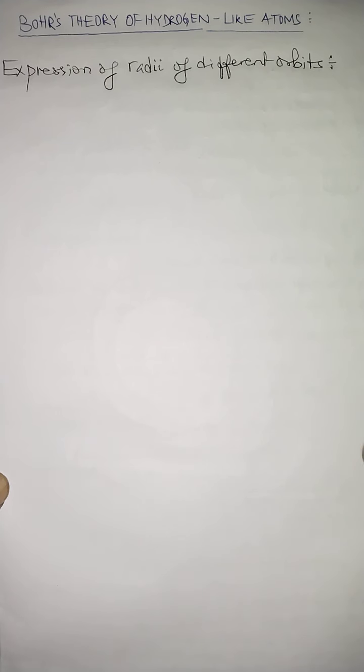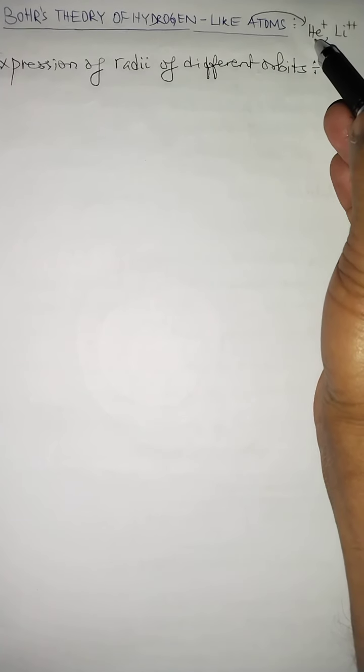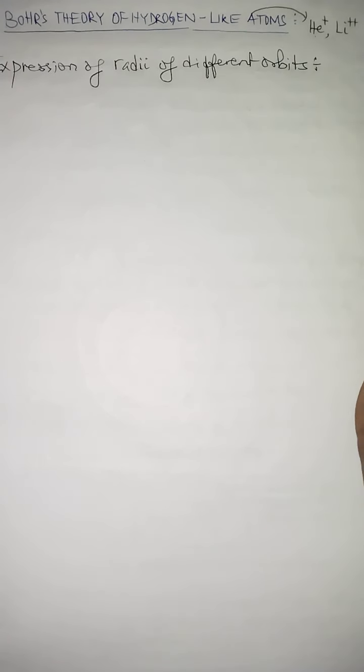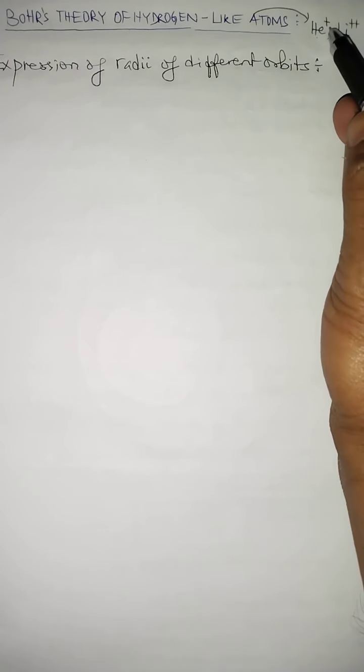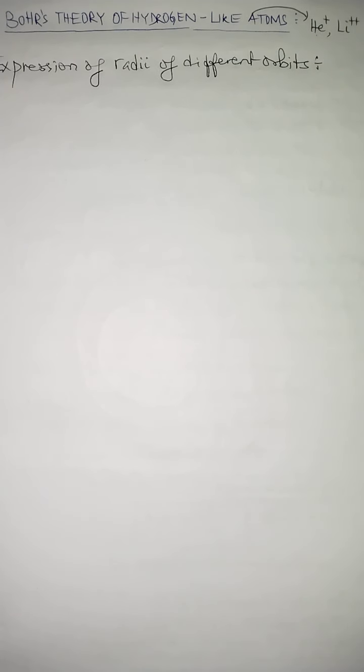Now hydrogen and hydrogen-like atom means, hydrogen means a single atom. And hydrogen-like atoms are atoms like lithium, in their ionized form, like ionized helium nucleus, ionized lithium. Because He plus means the ionized form of the helium nucleus, and there's only one electron. Similarly, lithium Li plus plus means there's only one electron present in the Li plus plus atom.